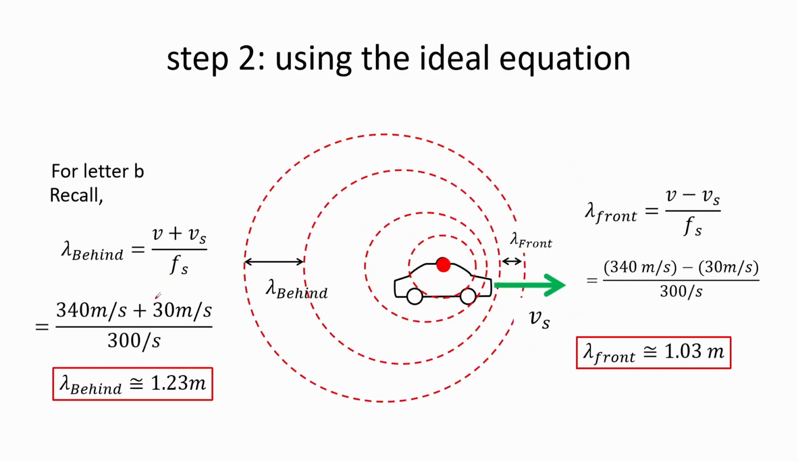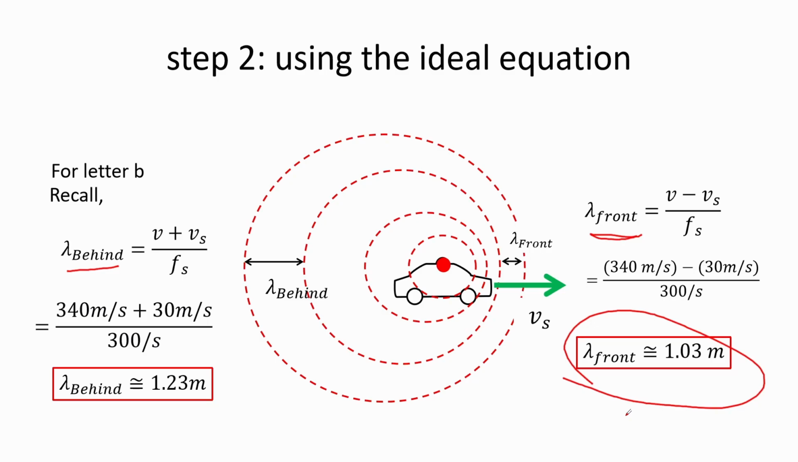For a source moving at a speed of 30 meters per second, we see that the wavelength is different at the front and at the back. We recall the expressions for the wavelengths at the front and at the back. For the front, the wavelength is shorter due to the same direction of the source and the wave front. Substituting the values, we get that it is about 1.03 meters.